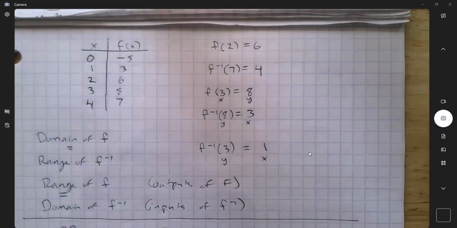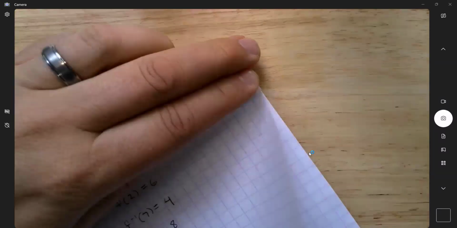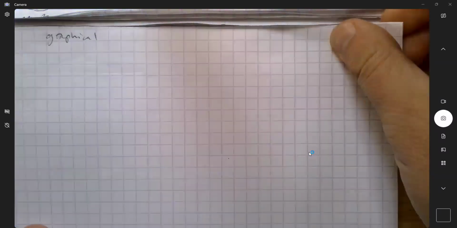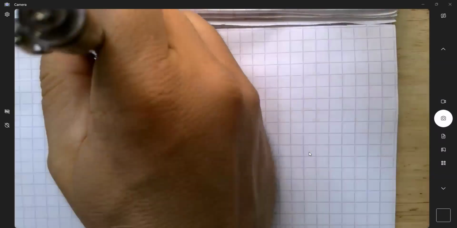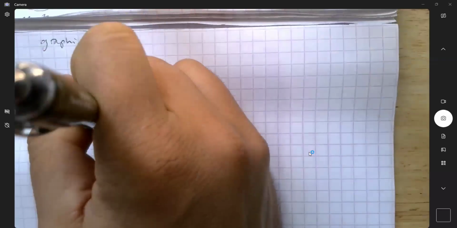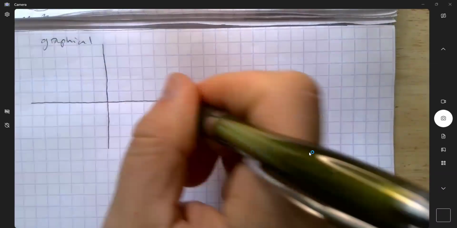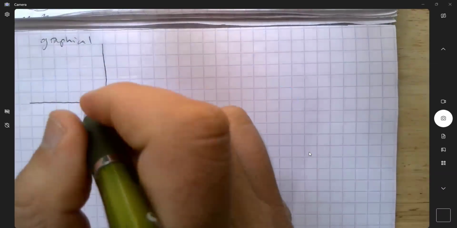All right, let's look at a graphical representation of a function and its inverse. So I'll draw a graph here. I have to be pretty careful this time in order to be able to use the units to my best advantage.